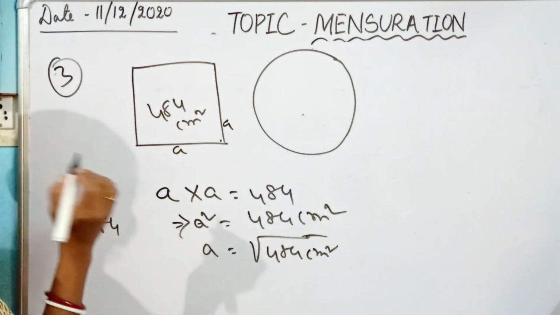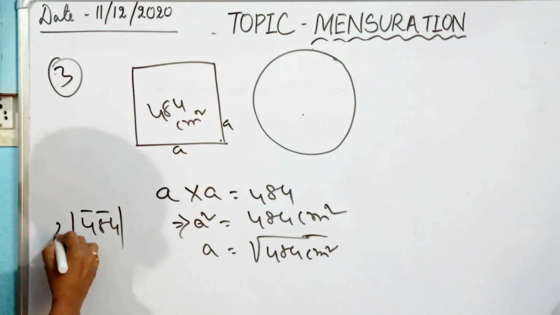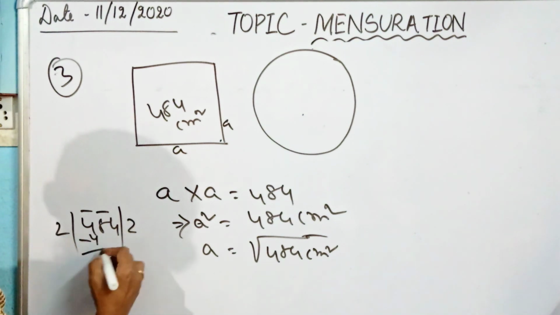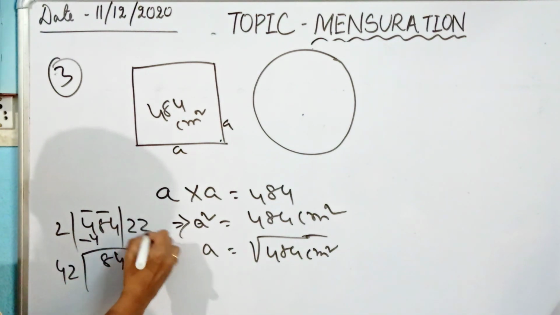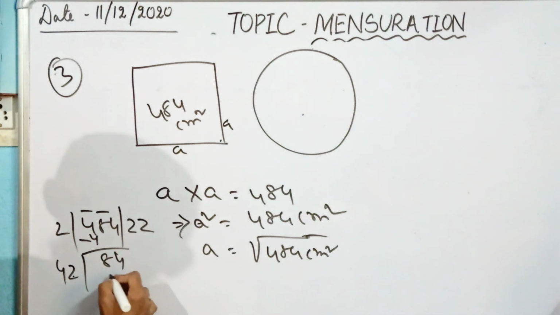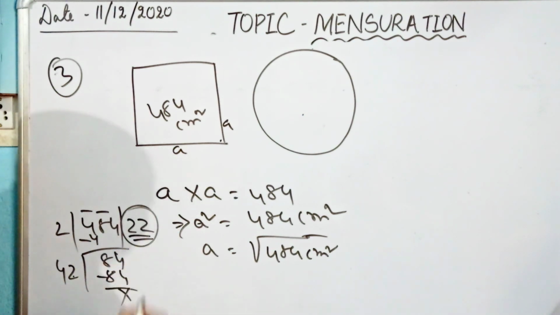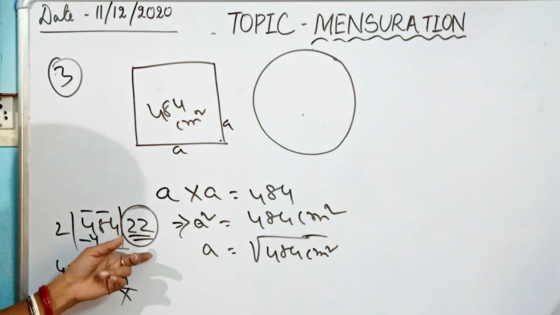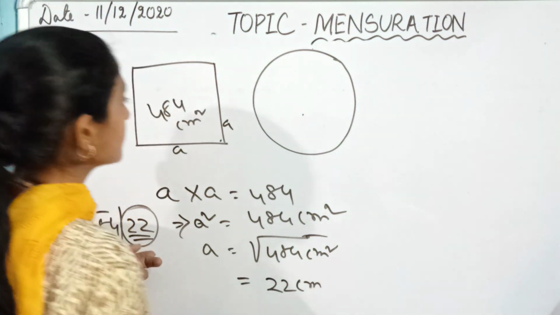Let's revise the division method for finding the square root. It is 2 to the 4. Then go for the second pair, it will be double, that means 4. So here we are putting 2. If we put 2, we get 84, so it is completely divisible. So the square root we have got is 22. That means each side of the square will be 22 centimeter.